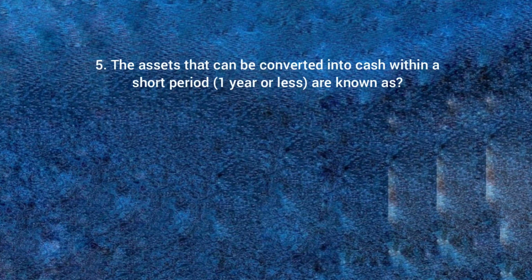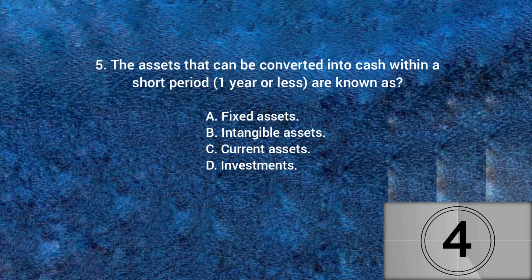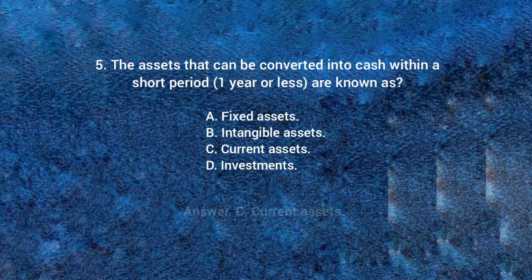Question number 5. The assets that can be converted into cash within a short period, 1 year or less, are known as. The options are A. Fixed assets, B. Intangible assets, C. Current assets, D. Investments. The correct answer is C. Current assets.